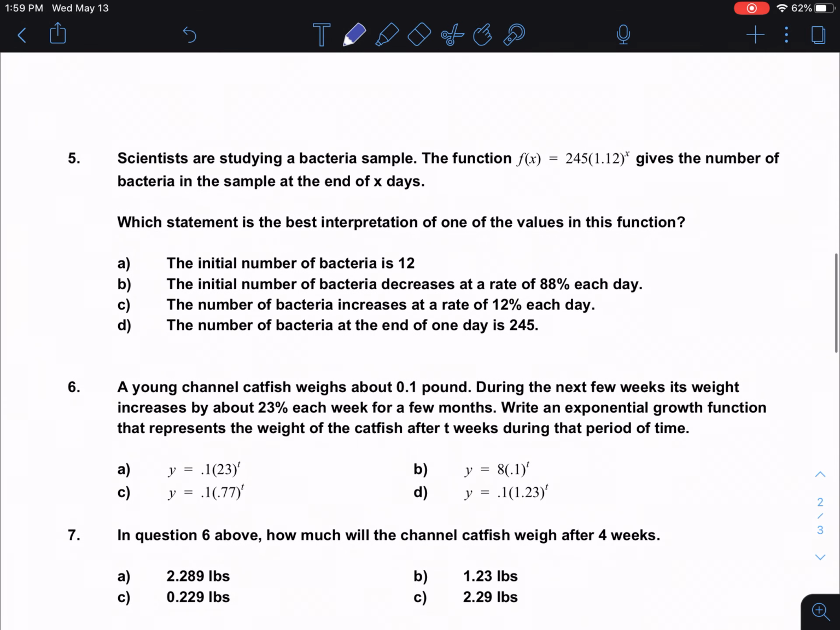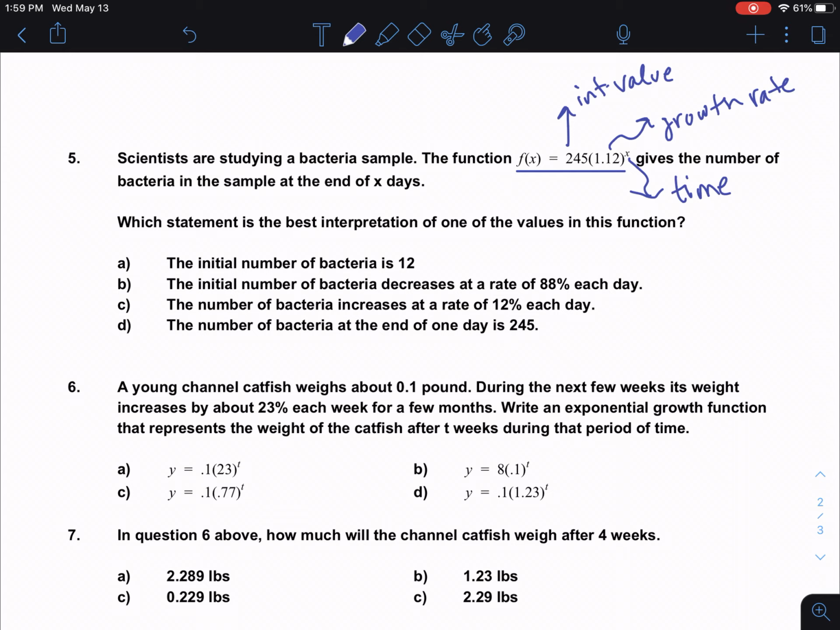Let's see. 6, scientists are studying a bacteria sample. This is your function right here. It gives the number of bacteria samples at the end of the day. Remember, 245 is your initial value, and 1.12 is your growth rate. And next is the time, how long it's going to take.